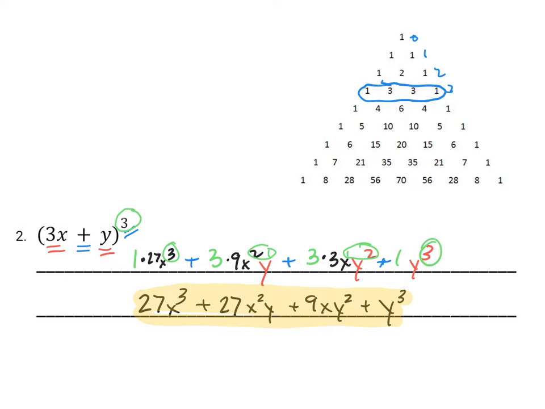So when you multiply 3x plus y times 3x plus y times 3x plus y, you get 27x cubed plus 27x squared y plus 9xy squared plus y cubed. Again, I'm going to pause for a second just to give you a little time to write this down before we move on to our next item, which is some binomial probability.